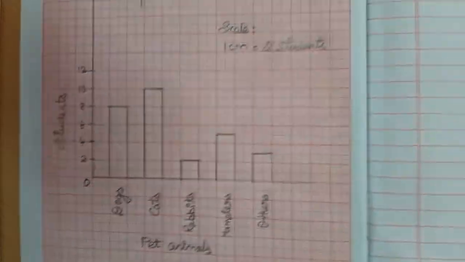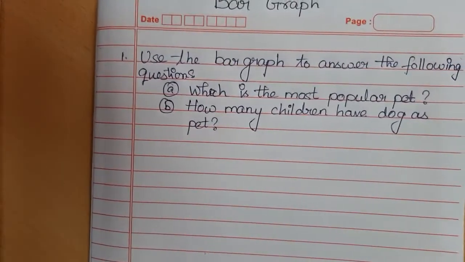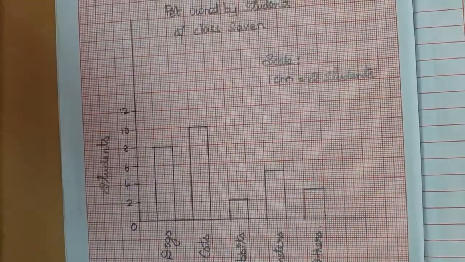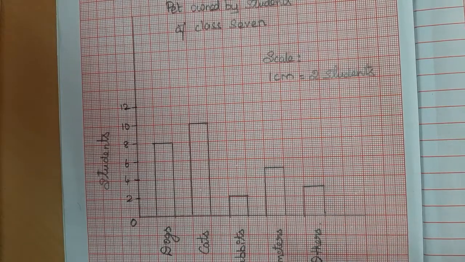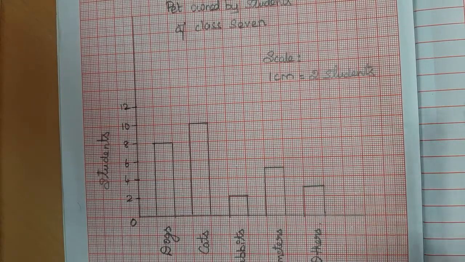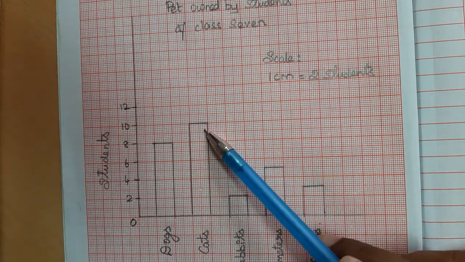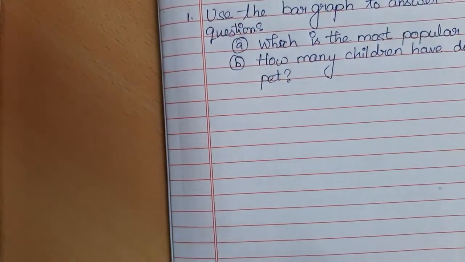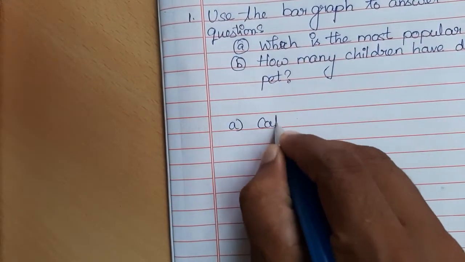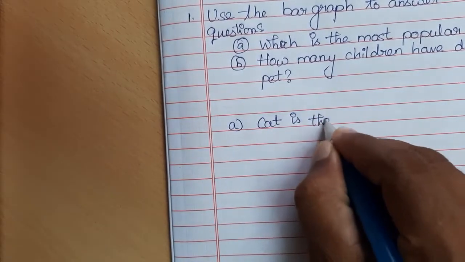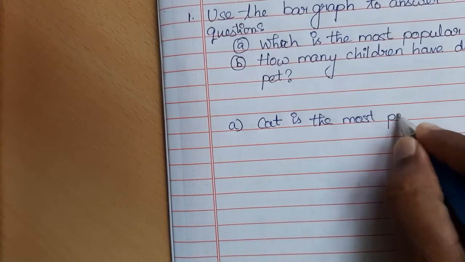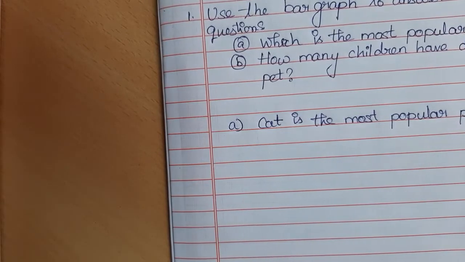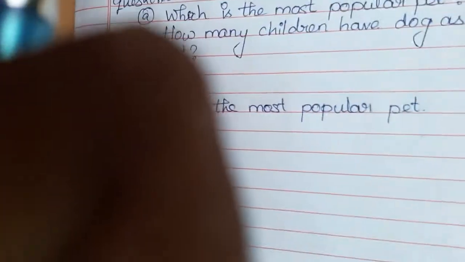Now we will read the question and try to answer it. What is the first question? Which is the most popular pet? This bar graph will give an easy answer. Which bar is largest? That is the answer, because the question is about the most popular. Cat is the largest, owned by 10 students. Therefore, the answer is: cat is the most popular pet.